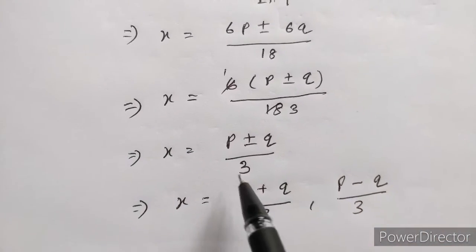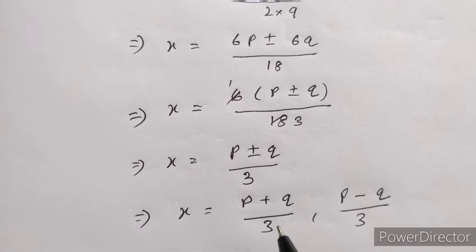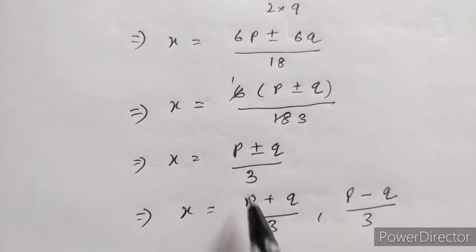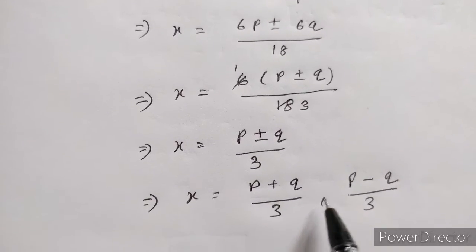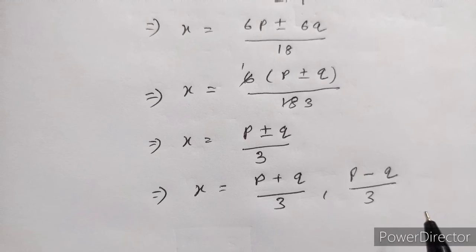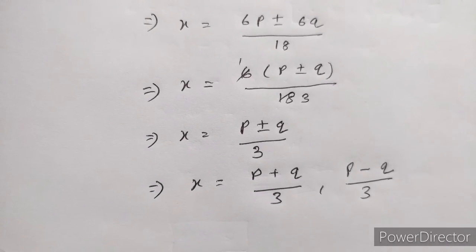So there are two values of x, because plus minus sign is there. So first one is p plus q by 3 and second one is p minus q by 3. So this is a value of x.